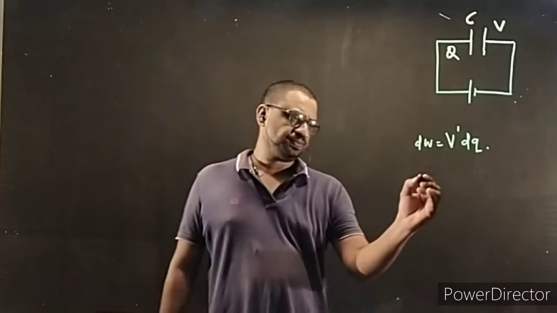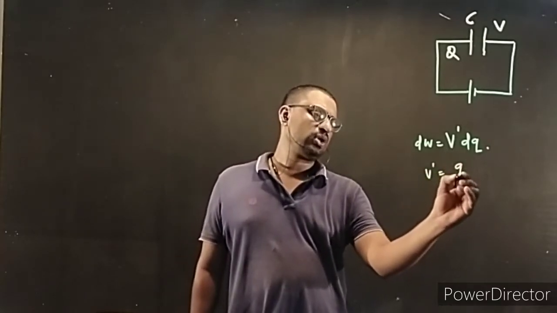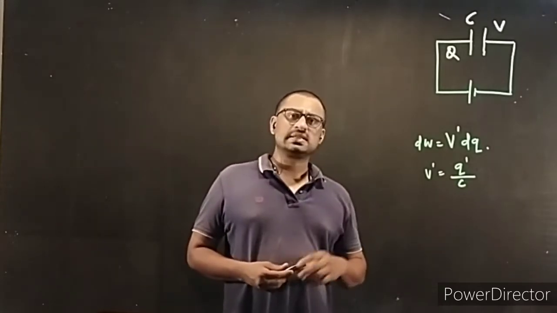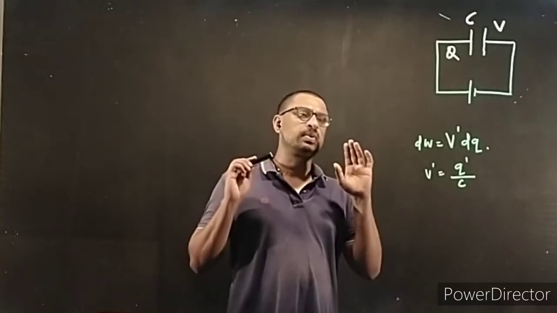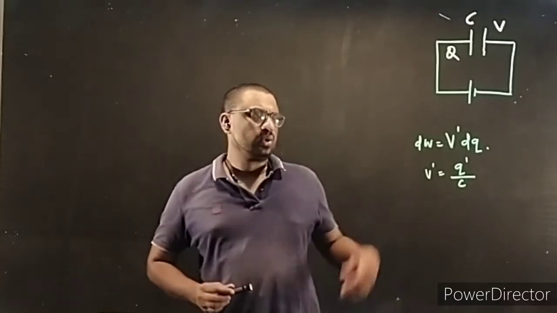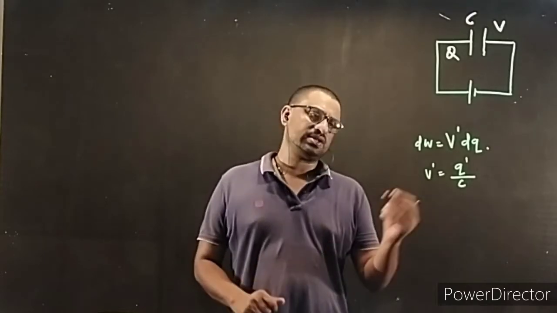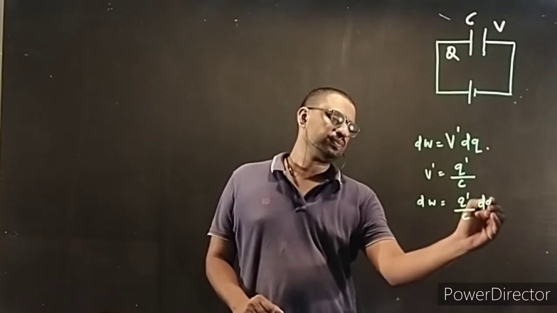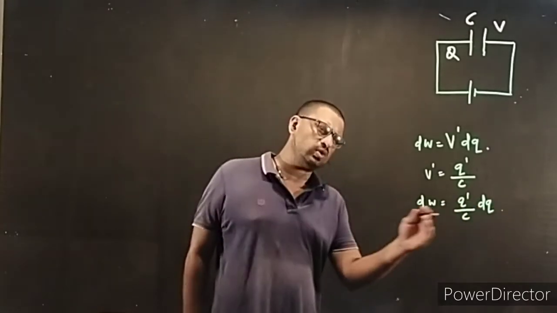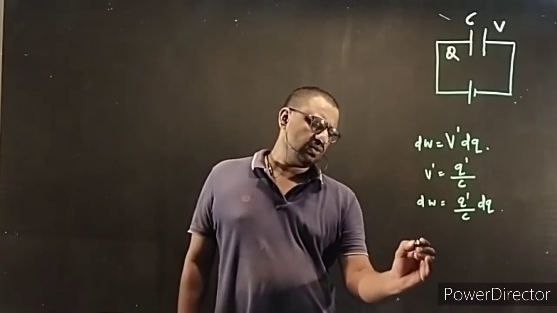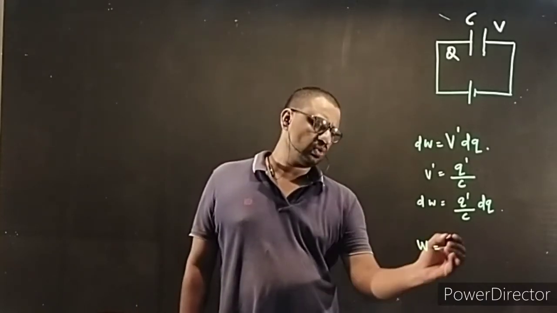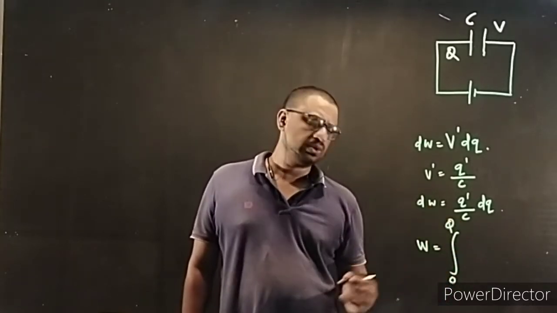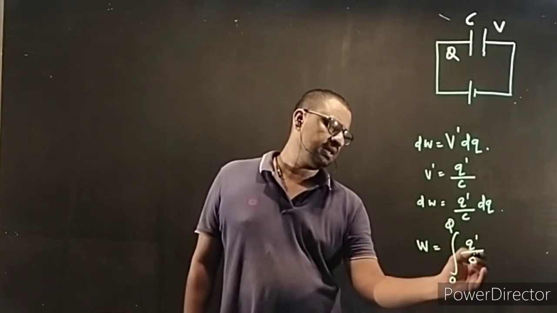Now what is V dash? V dash will be Q dash by C, where Q dash is the charge when it is at potential V dash. So dW will be equal to Q dash by C dq. You can add so many small works and you will get the total work, so you have to integrate it. You are charging starting from 0 and it will finally reach Q.